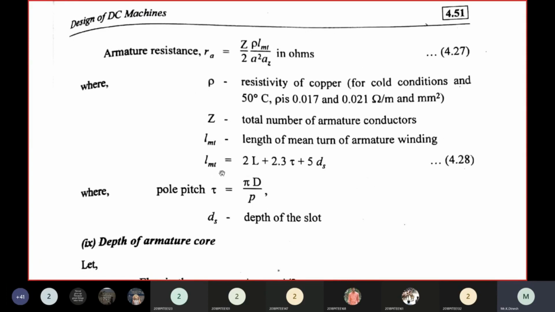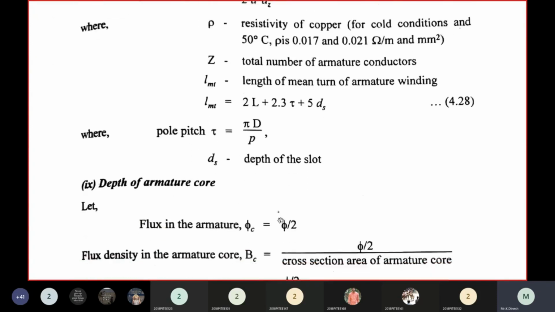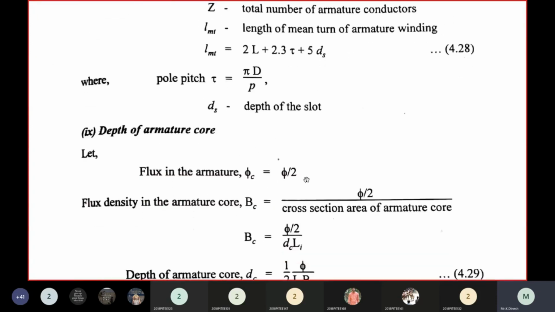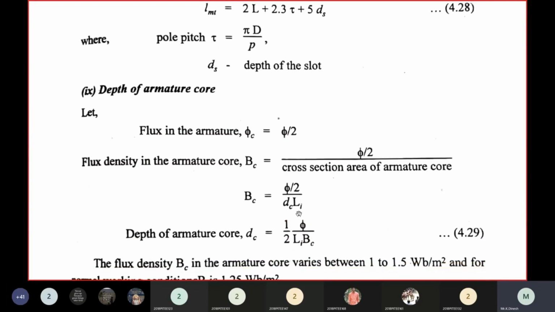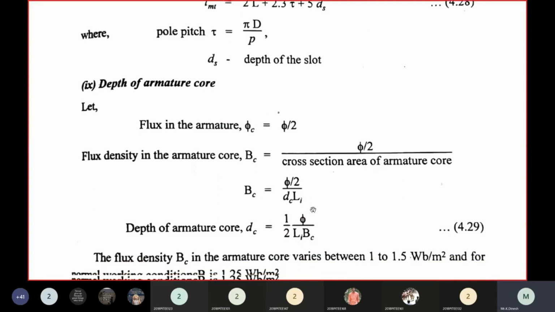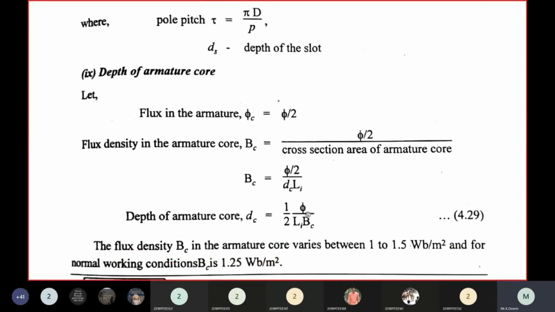So mathematically LMT is 2L + 2.3 tau + 5 ds. So we know the tau value is pi D by P. ds is nothing but the depth of the slot. The flux in the armature core is phi c equal to phi by 2, and flux density in the armature core is phi by 2 divided by the cross section area of the armature core. Cross section is dc into Li. DC is the depth of the armature core, 1 by 2 phi by Li BC.